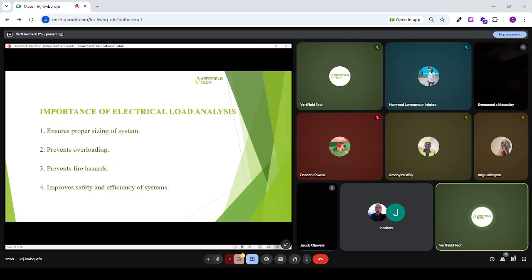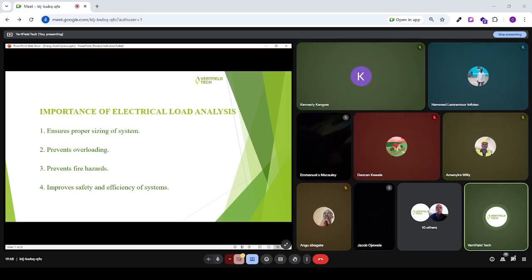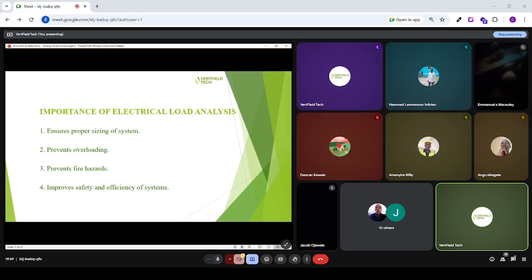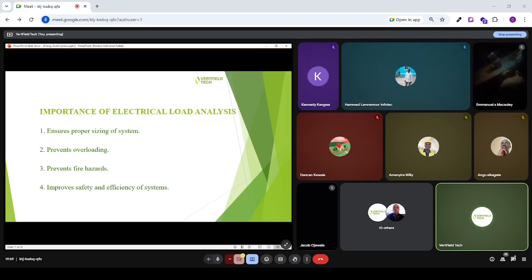We'll also be looking at the importance of electrical load analysis. What is the importance of electrical load analysis? It ensures proper sizing of the system, prevents overloading, prevents fire hazards, and improves safety and efficiency of the systems. Some of these points might be properly explained, and you will get in-depth knowledge of them when we start designing the sizes of the solar components properly.